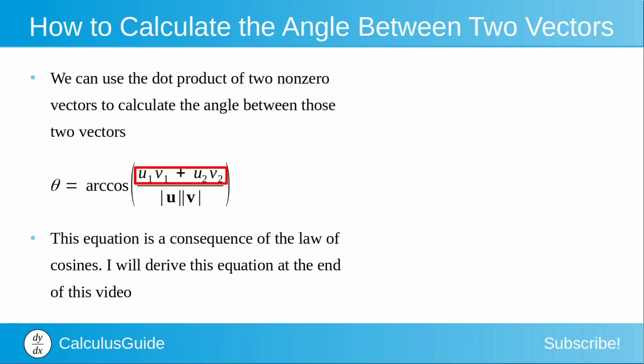u1 v1 plus u2 v2 is the dot product of the vectors u and v, which we can express as u dot v. The vector u between a pair of vertical lines represents the length of the vector u. This is also referred to as the magnitude of the vector u. The vector v between a pair of vertical lines represents the length or magnitude of the vector v.